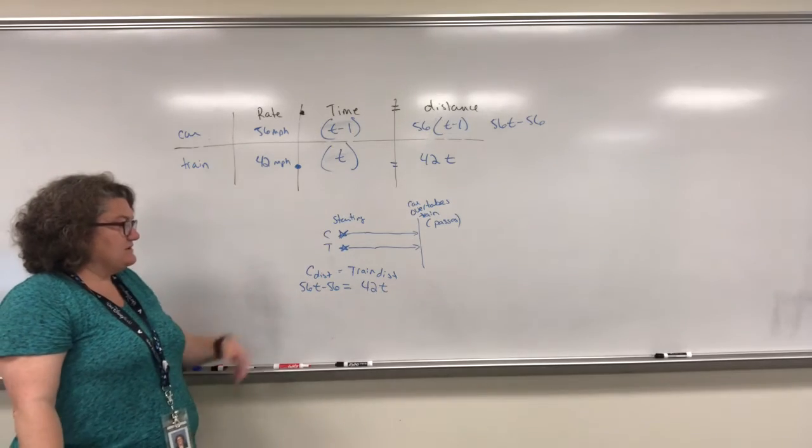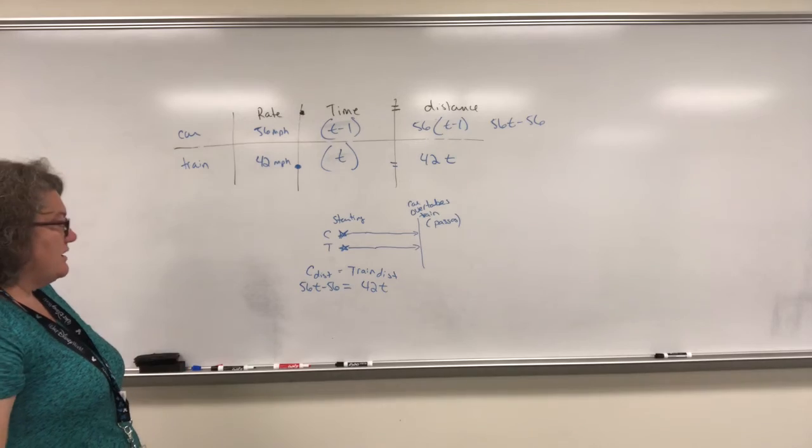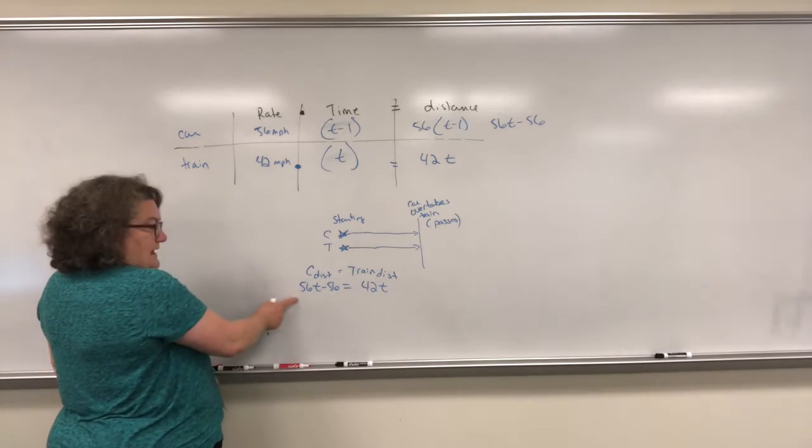So now we can solve this. We have 56T minus 56 equals 42T. You go ahead and do that real quick. Hit pause and do that, and then you can be right back. So welcome back. We're going to solve this now.